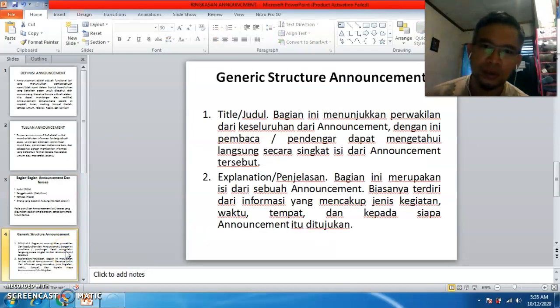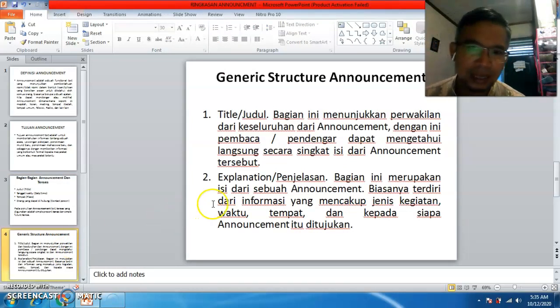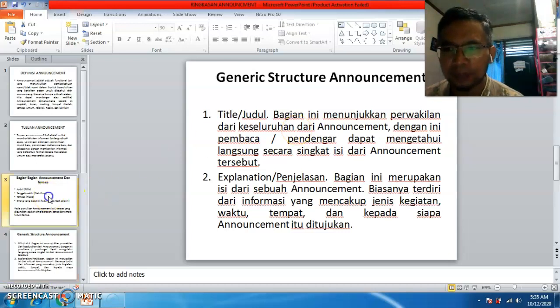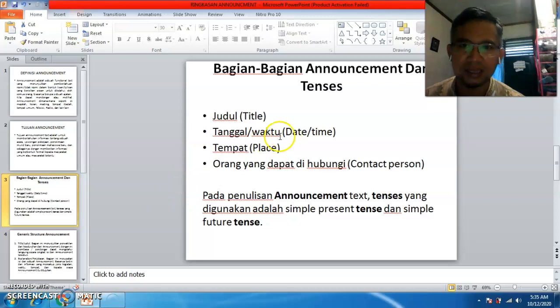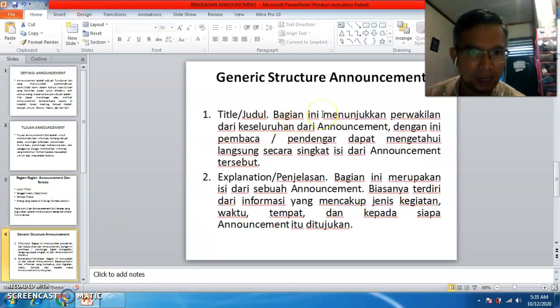Okay, let's go to the generic structure of announcement. The generic structure of announcement is the same as the parts of the announcement, but the generic structure is the explanation of the parts of the announcement. This is only the part, and this is the explanation of the part. Look here. Title. This part shows the whole content of the announcement. By this title, the reader or listener can get the information briefly from the announcement text.